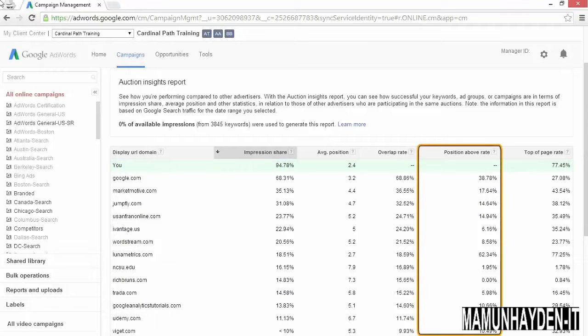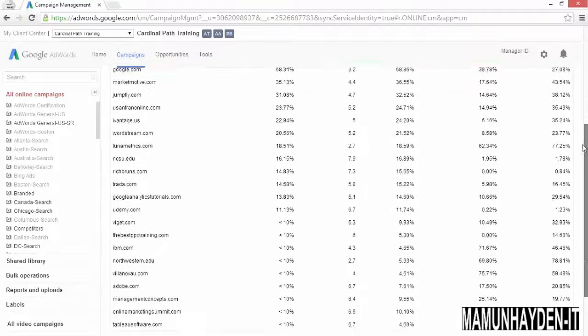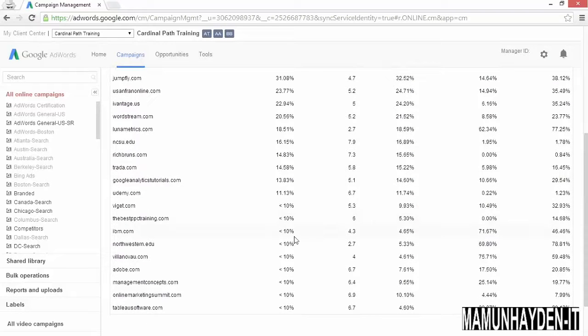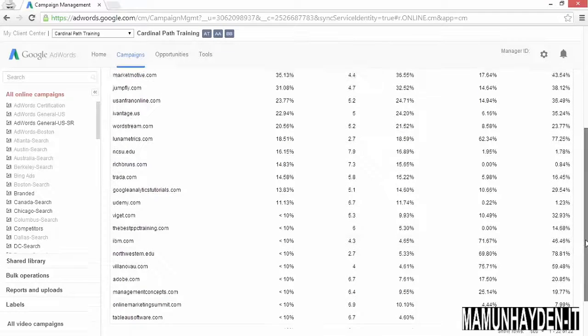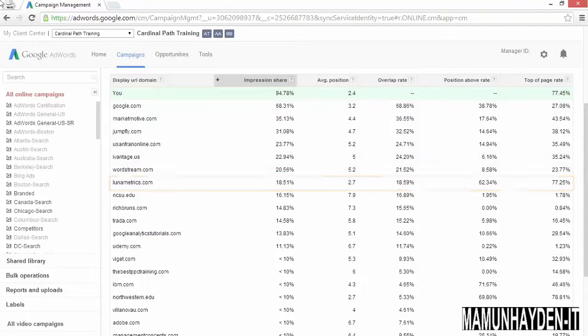The position above rate is just that. It's the percentage of the time that my competition ends up outranking me when we both show up on the same page. Here I can see some wide variations. IBM is outranking me pretty heavily, but we only collide less than 5% of the time. I'm more worried about this row, where we're both showing 1 out of every 5 of my impressions, and I'm getting outranked almost 2/3 of the time.